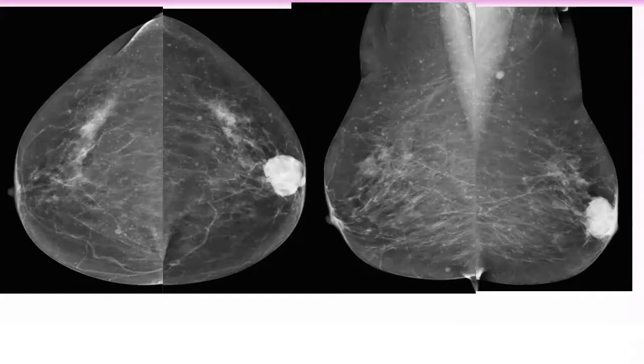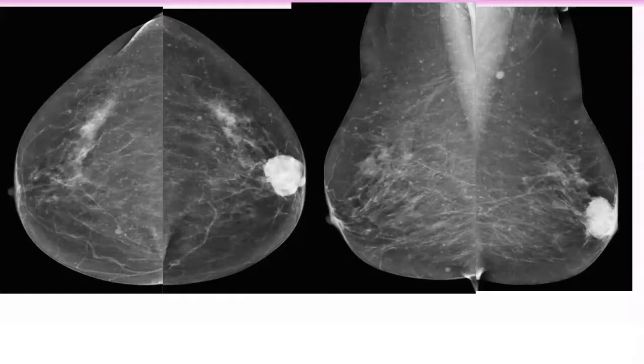These are CC views and MLO of breast ACR B, showing diffuse different sizes, dense lesions scattered over both breasts bilaterally.